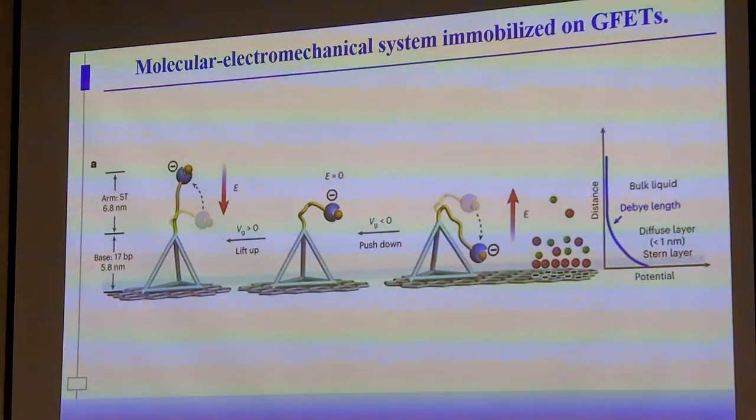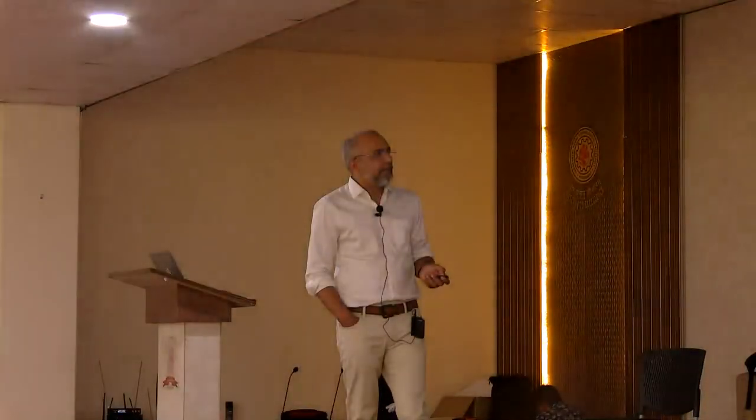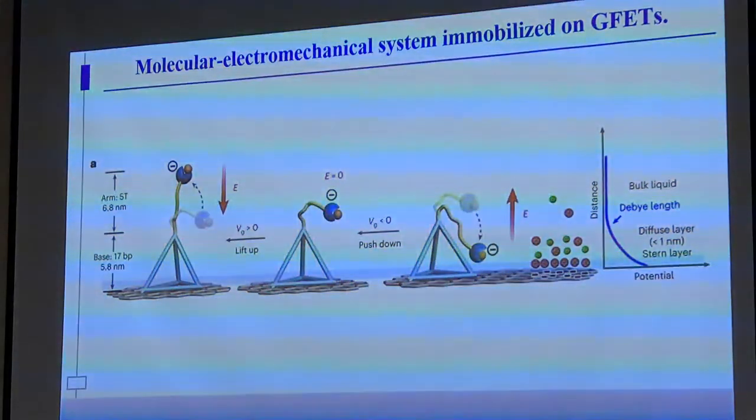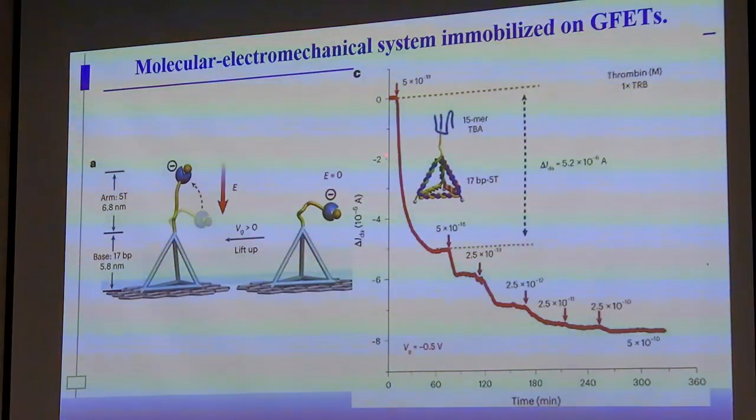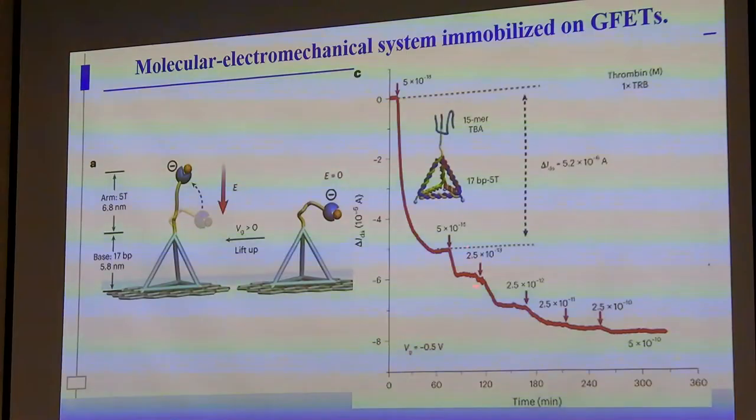This is how it looks like. Depending on the potential, that is E0, if Vg is less than 0, it will push down. If Vg is greater than 0, it will lift up. That is the mechanism that happens within the graphene and the Debye layer here. And here the diffuse layer is less than 1 nanometer, the Debye length that we are talking about. So that's a very small region where we need to have this analyte molecule. And here we see a very sharp signal immediately after adding it, and every time you add it you see a quick signal.